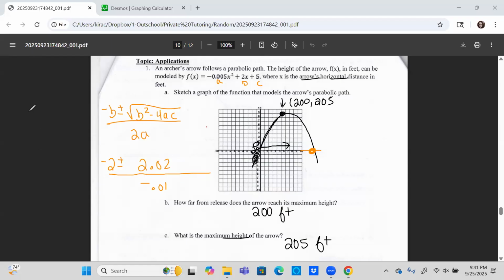Now we need to do this problem twice. We need to do it with a plus and we need to do it with a minus. So do negative 2 plus 2.02, divided by negative 0.01. Doing that in my calculator, top first, divide by the bottom, and that's negative 2. And now I'll do the minus: negative 2 minus 2.02.